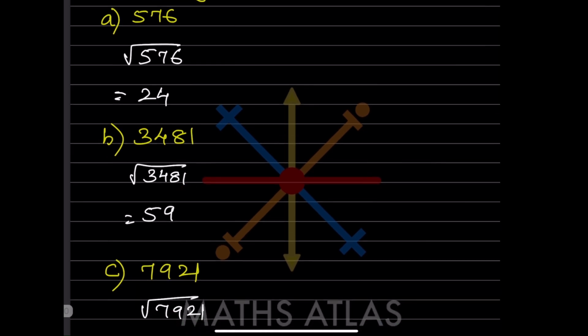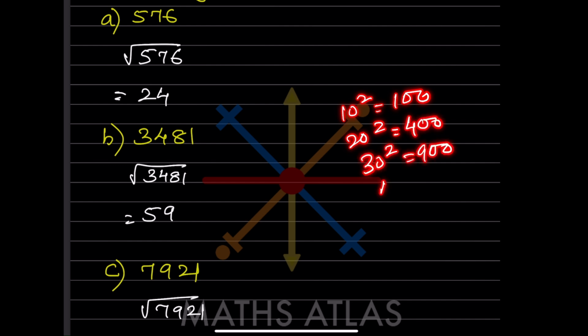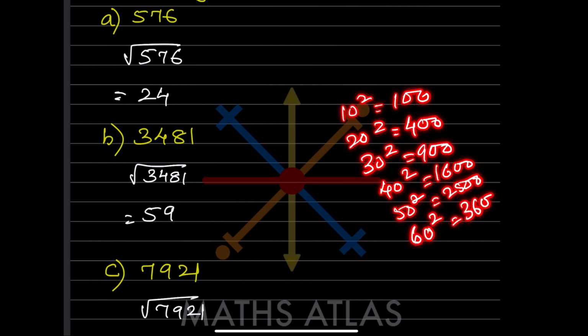3481. So again we can do here 10 square is 100, 20 square is 400, 30 square is 900, 40 square is 1600, 50 is going to be 2500, and 60 square is going to be 3600. So now this is 3481, means it will lie in between 50 and 60.